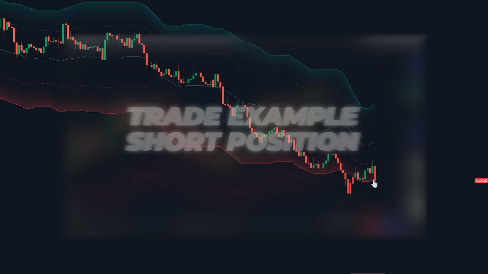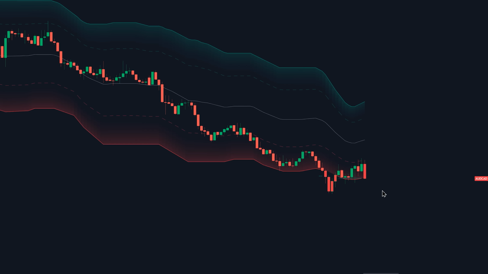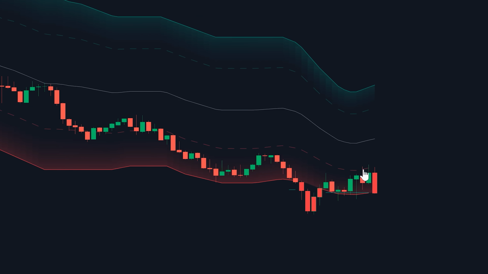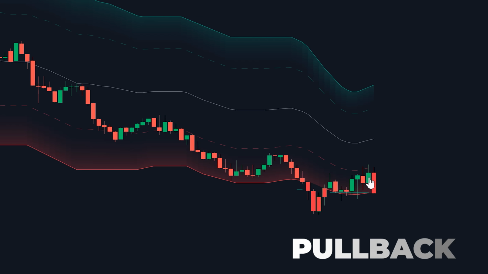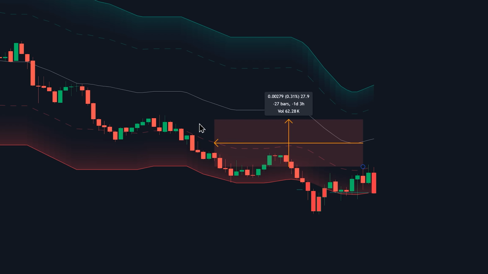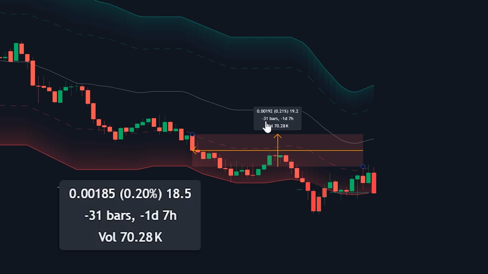Now, here we have a short position. You can see the trend of the market was bearish because the price was consistently trading under the midpoint. And then we have a pullback that happened after a gap of at least 15 candles. So here, the red candle touched the dotted line with a wick, which indicates a pullback. Now, to know if we had a gap of at least 15 candles, you just take the date and price range tool, click on the candle, and then you want to drag it all the way to the last time a candle touched the dotted line, which is on this candle. And you can see it says 31 bars, which basically means 31 candles.